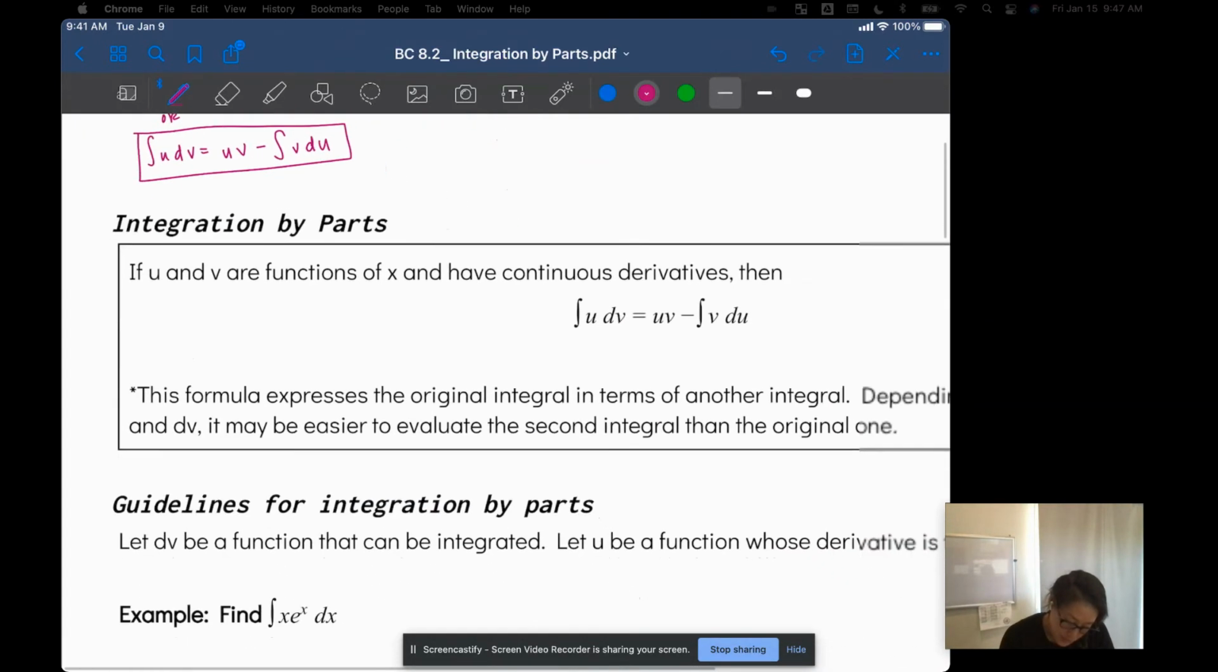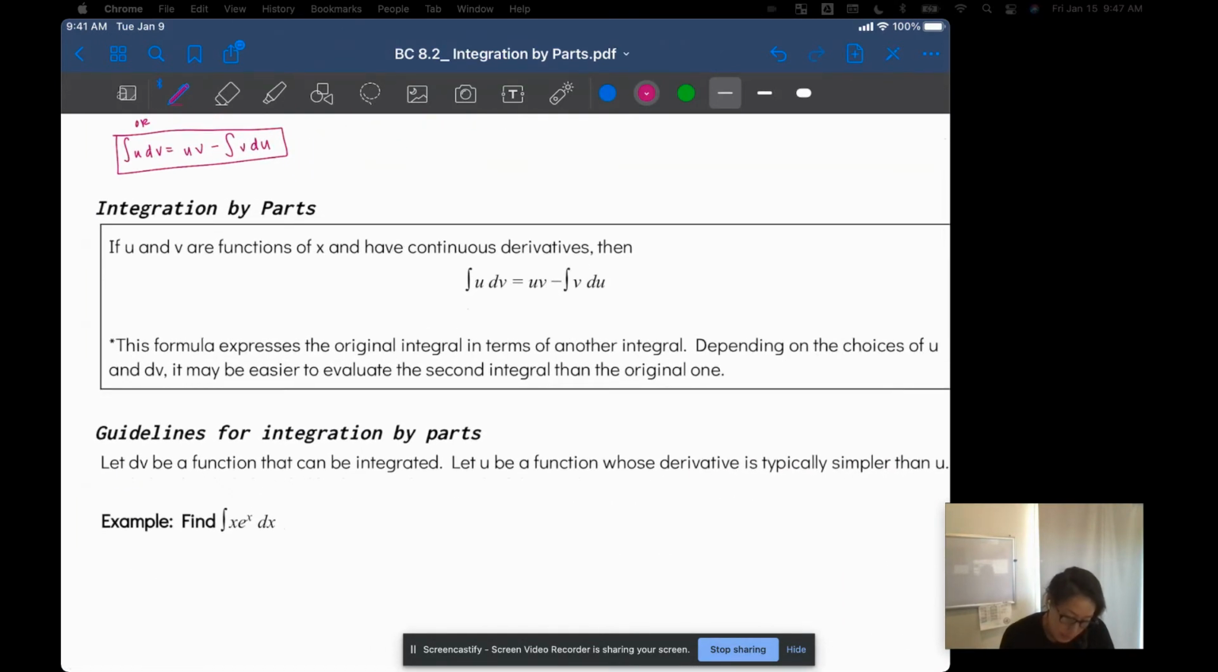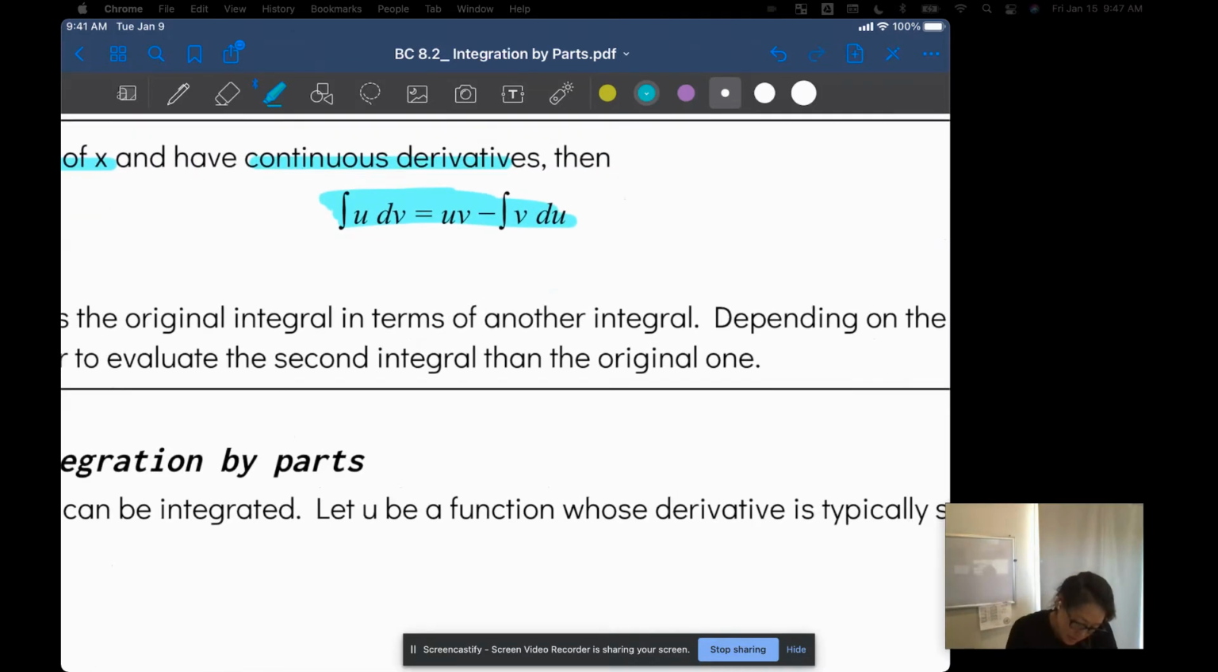So we see that if u and v are functions of x and have continuous derivatives, then we end up with the formula: the integral of u dv equals u times v minus the integral of v du. Integration by parts, I always remember the right side of the equation as ultraviolet voodoo. So that's how I remember which pieces go where.